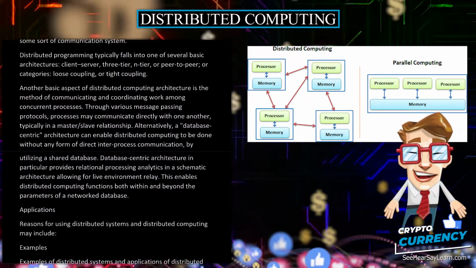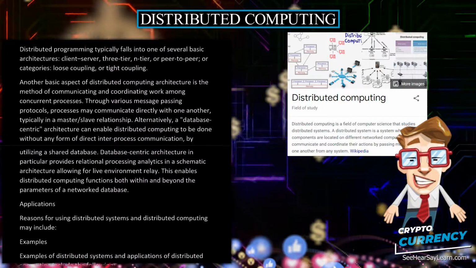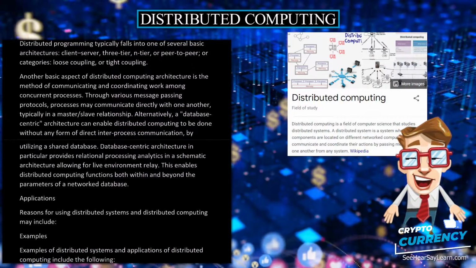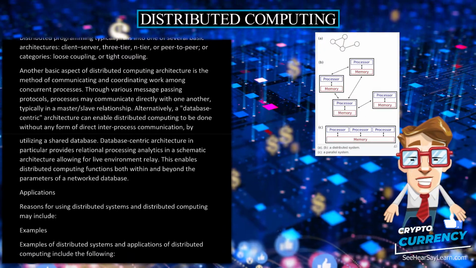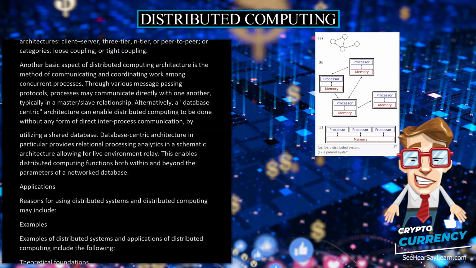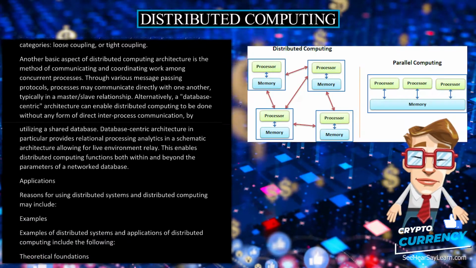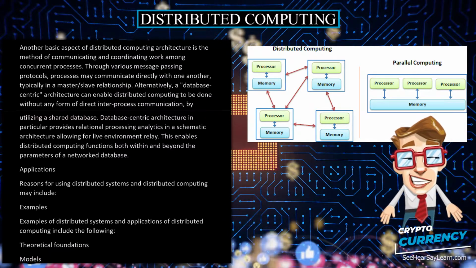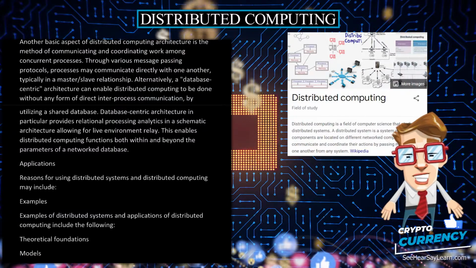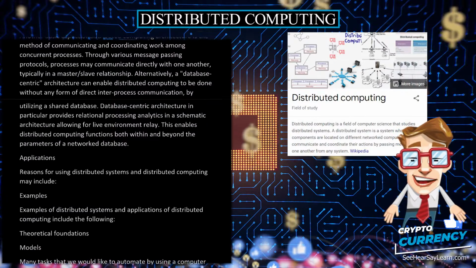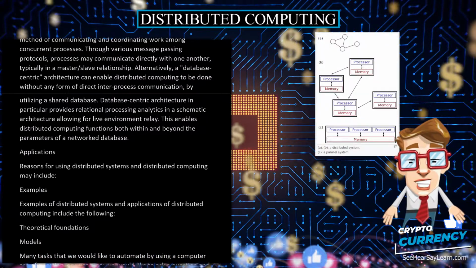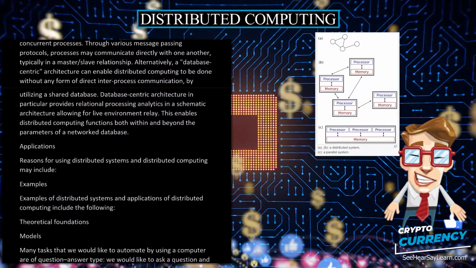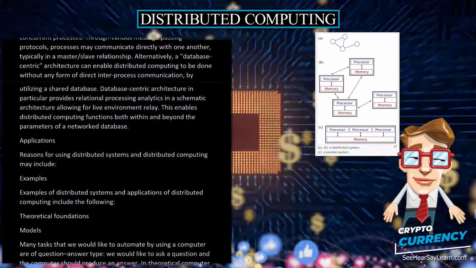Alternatively, a database-centric architecture can enable distributed computing to be done without any form of direct inter-process communication, by utilizing a shared database. Database-centric architecture in particular provides relational processing analytics in a schematic architecture allowing for live environment relay. This enables distributed computing functions both within and beyond the parameters of a networked database.